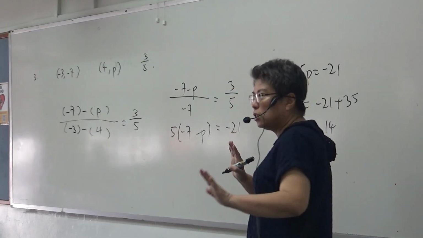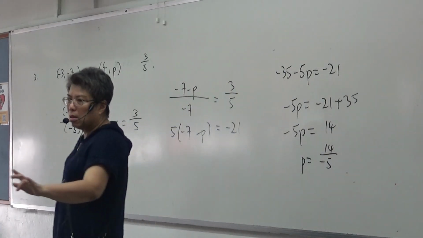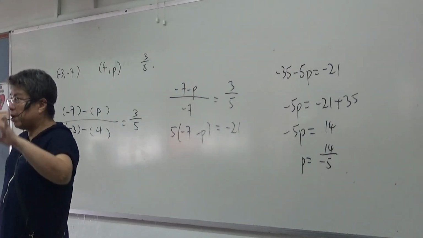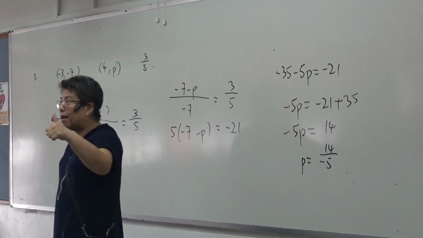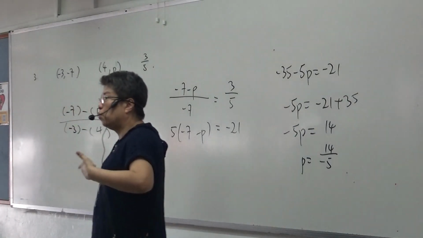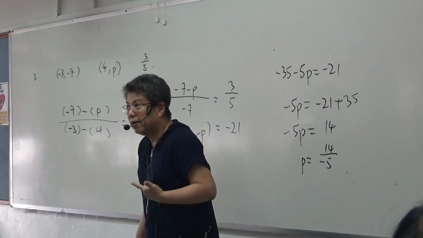So, I just want to summarize what I've done in the morning and now. In the morning, I've done length of line segment. Now, what did I do? Gradient of straight line. Is that clear?